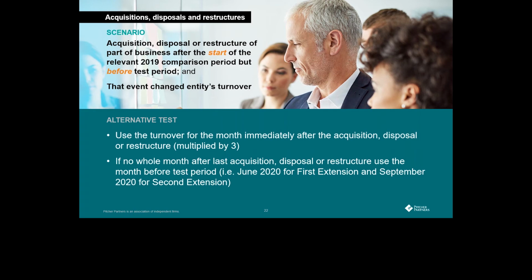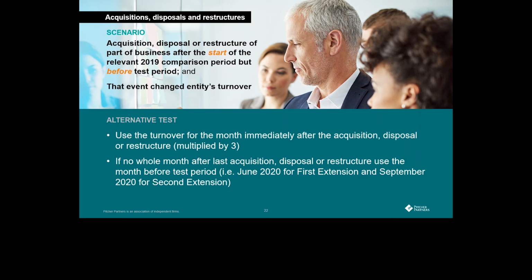Now, originally, we could only look at acquisitions, disposals, or restructures after the end of the comparison period. And this was a change that we pushed in our submission, that given that we're comparing to 3-month periods, we can look to any events from the start. So from, let's say, 1 July, rather than having to wait till 1 October for any acquisition, disposal, or restructure.